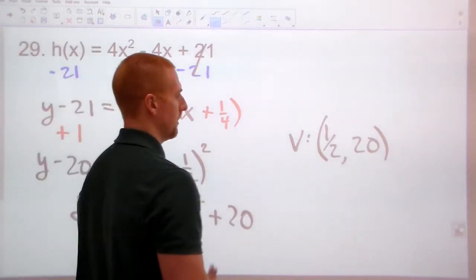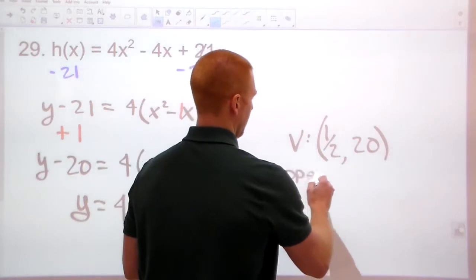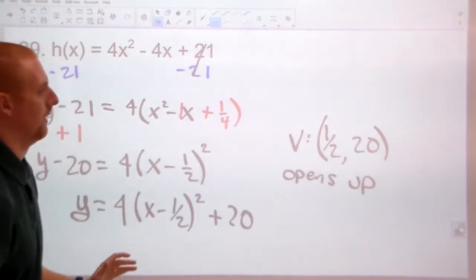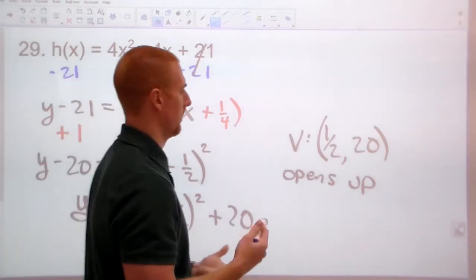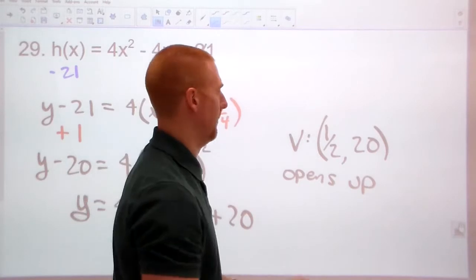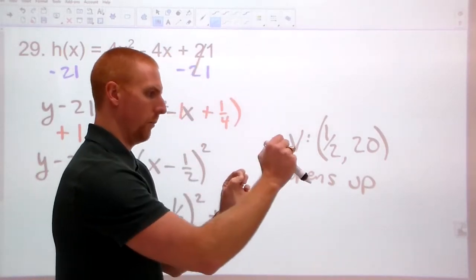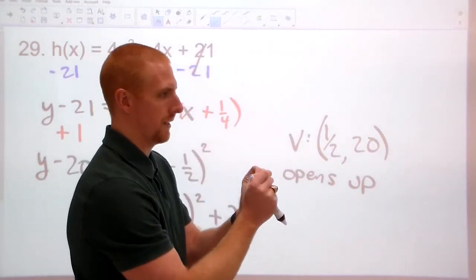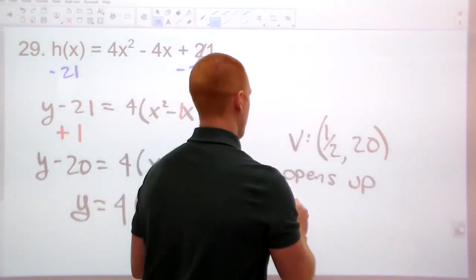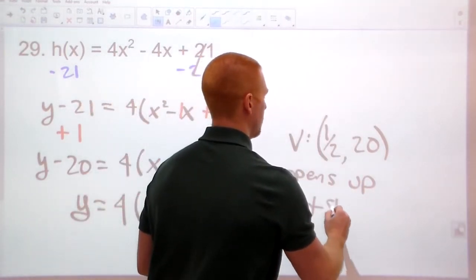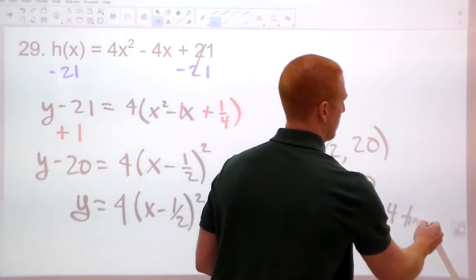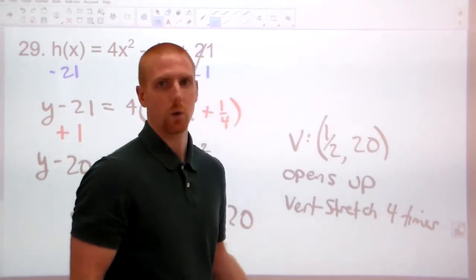So I think the book stops at this opens up, which is definitely true. But I think it's important to think about this 4 being here. So this thing is vertically stretched 4 times more than you would normally have it. So usually if you go over 1, up 1, this went up 4. Usually next time you go over 1 more, you go up 3. This one went up 12. So I'm going to say a vertical stretch 4 times, 4 times what it originally was.